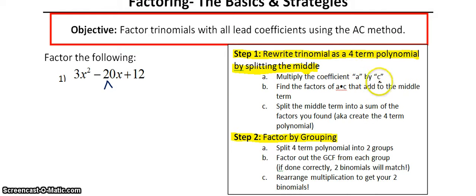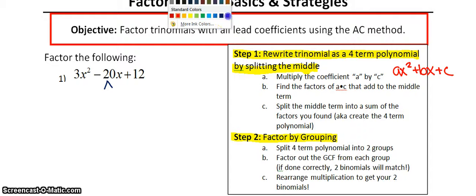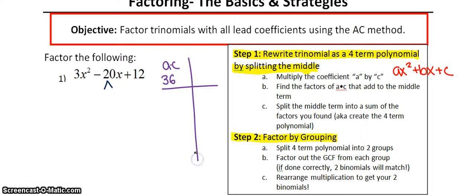In order to pick the terms to split the middle, we're going to look at the product of the coefficients a and c. The reason we're calling these a and c is because any trinomial is usually written in the form ax squared plus bx plus c. So 3 is a, negative 20 is b, 12 is c. So we're going to look at the product of a times c. I'm just going to make a little chart here. We want a times c, which in this case is 36. So we want our terms to multiply to be 36, and we want the factors we choose to also add to be the middle term, which is negative 20.